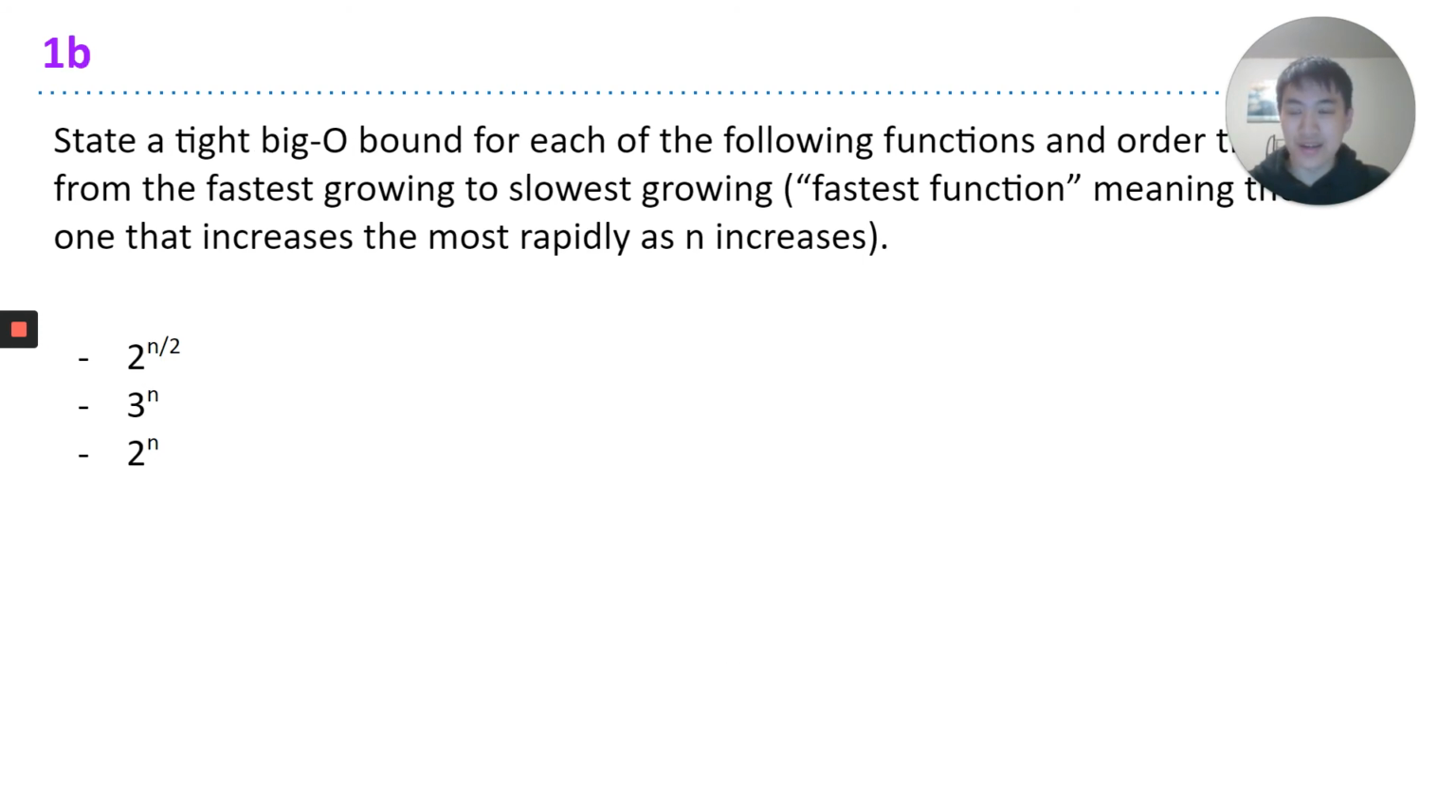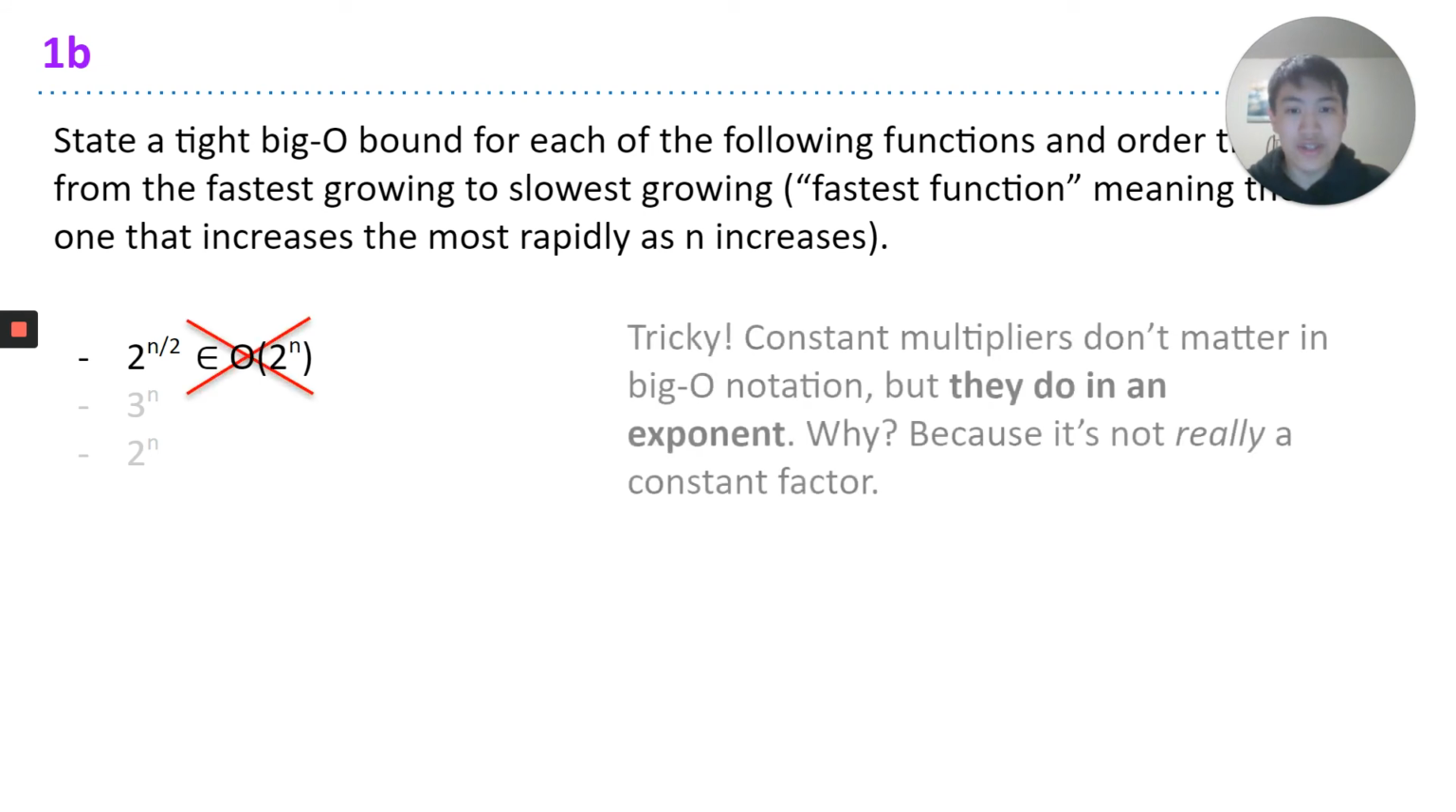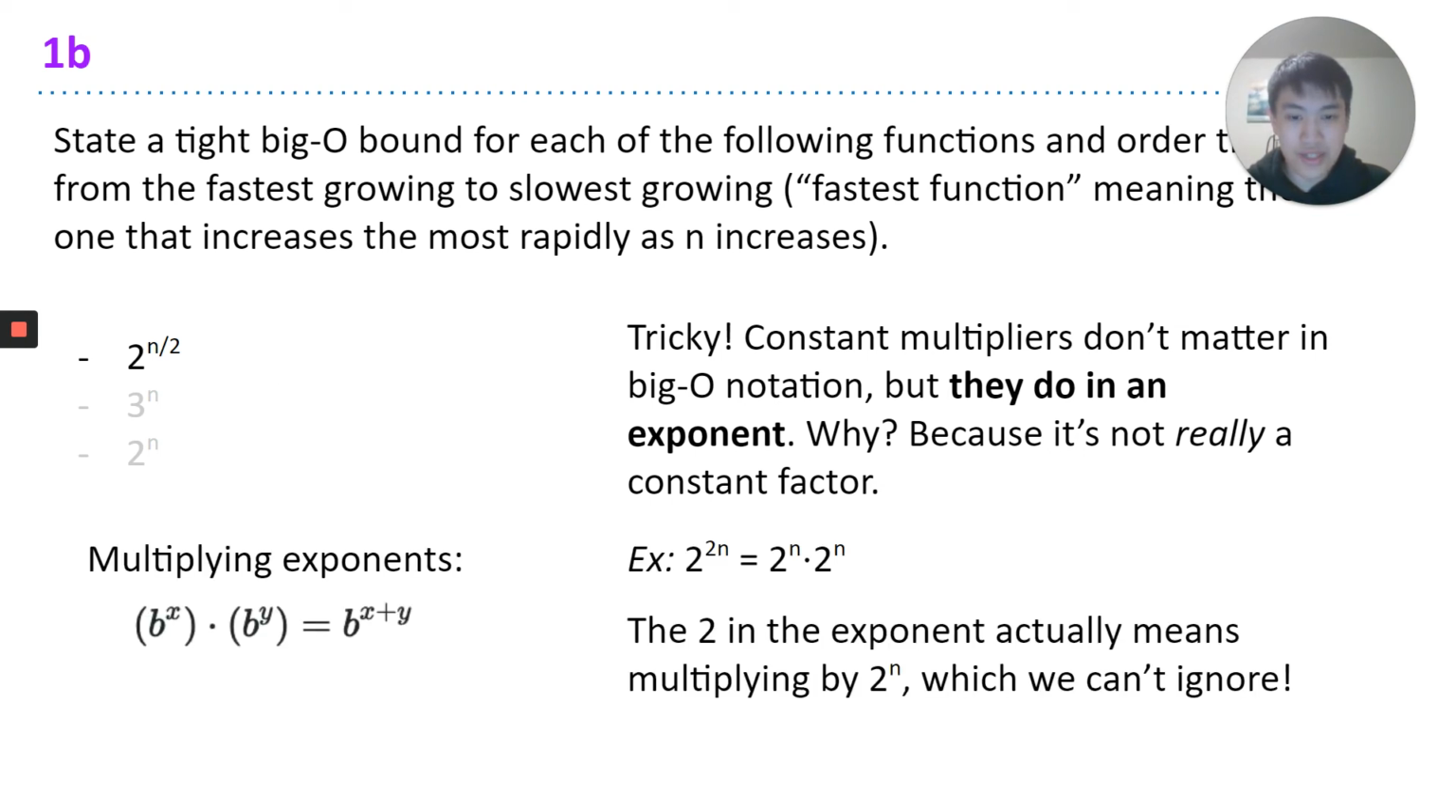All right, now we're going to be doing 1b. So let's start with this first one, 2 to the power of n over 2. Is it its own complexity, right? Or is it part of 2 to the n? So it turns out that even though it seems that way, if we do a little math again, it doesn't actually work. So let's give an example right here.